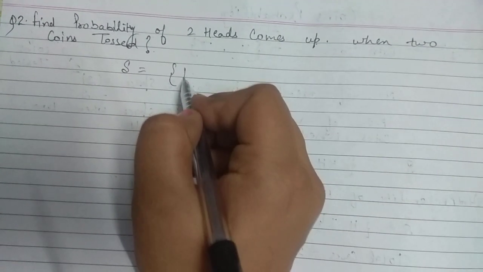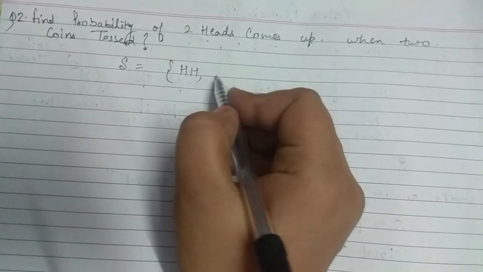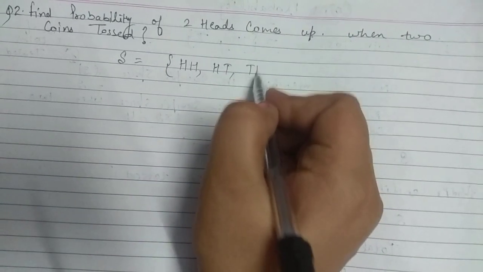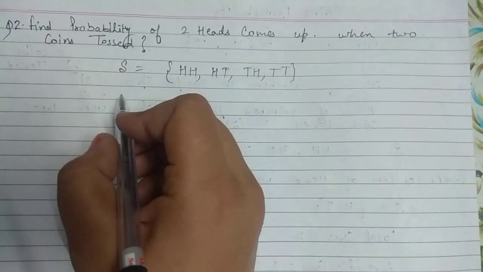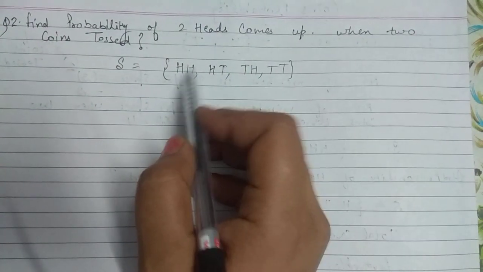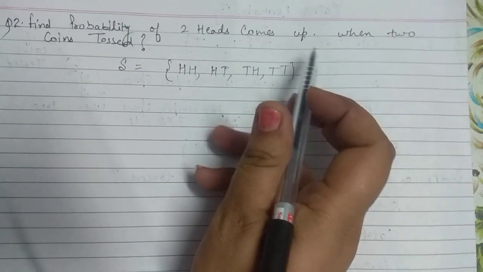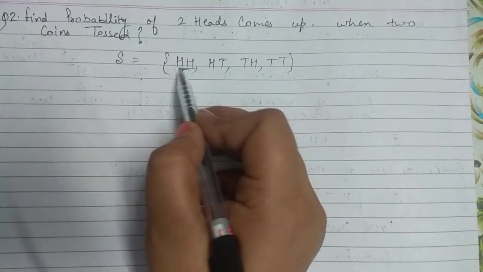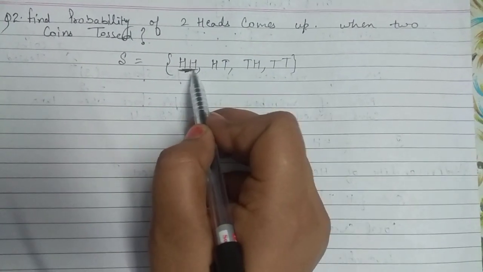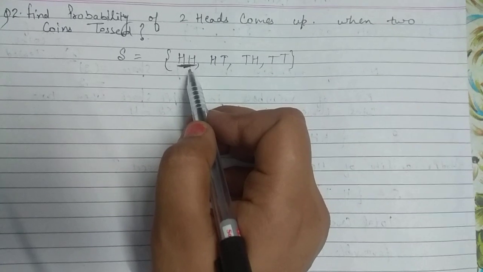So the sample space is head head, head tail, tail head, tail tail. Now we have to see how many times two heads come up. We have to check the probability, so we have to look in the sample space. Here there is only one case where both coins are heads, head head.